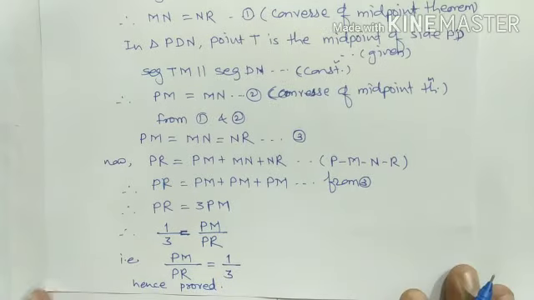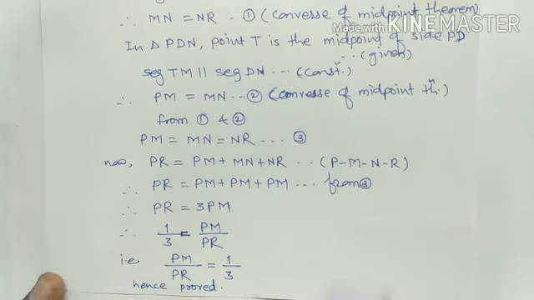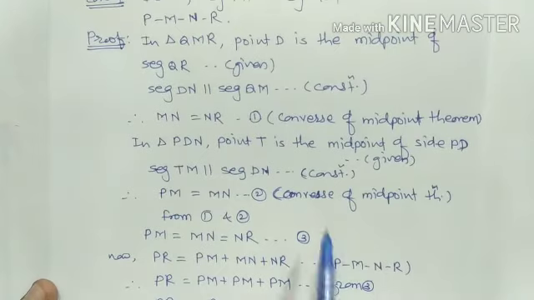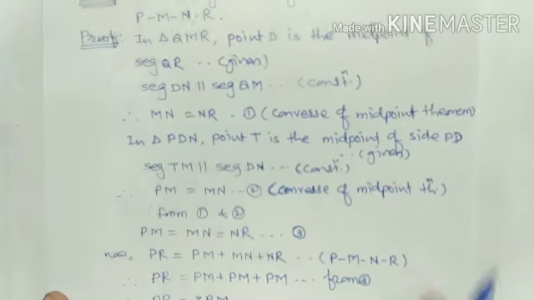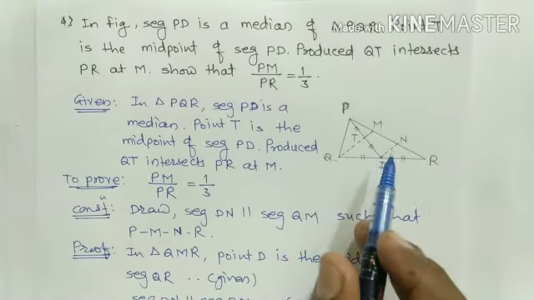See, in this way we prove that PM upon PR equals 1 upon 3 by using the converse of the midpoint theorem and also the betweenness relation here in this triangle.